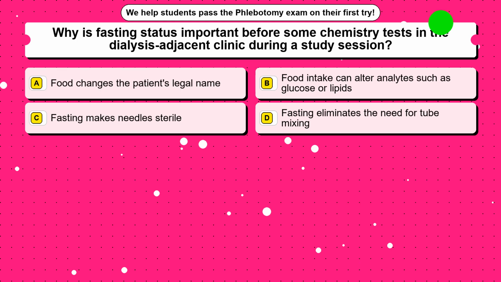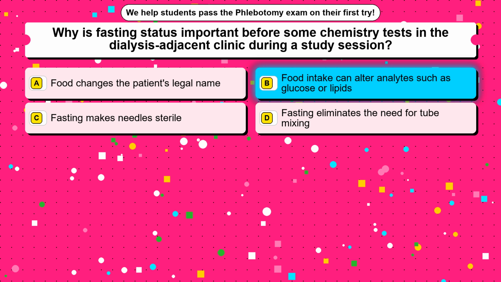Question 36. Why is fasting status important before some chemistry tests in the dialysis-adjacent clinic during a study session? Option A. Food changes the patient's legal name. Option B. Food intake can alter analytes such as glucose or lipids. Option C. Fasting makes needles sterile. Option D. Fasting eliminates the need for tube mixing.